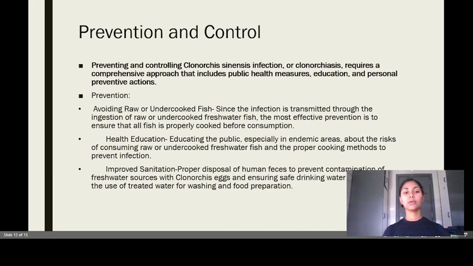Prevention and control. Preventing and controlling Clonorchis sinensis infection requires a comprehensive approach that includes public health measures, education, and personal preventive actions. For prevention, first we should avoid raw or undercooked fish, since the infection is transmitted through the ingestion of raw or undercooked freshwater fish. The most effective prevention is to ensure that all fish is properly cooked before consumption. Also, health education, educating the public, especially in endemic areas, about the risk of consuming raw or uncooked fish. Also, improve proper sanitation.